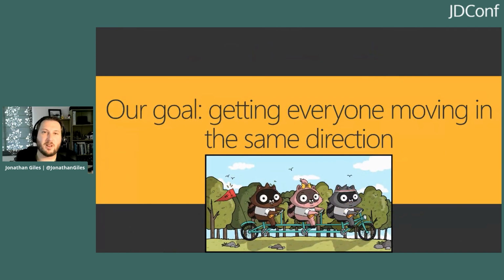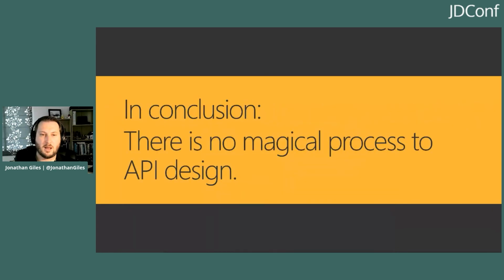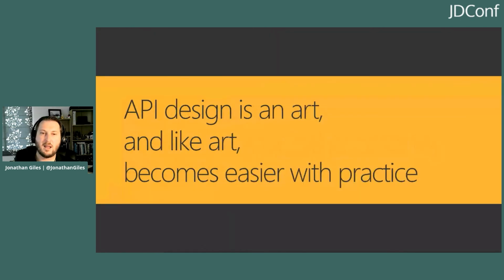So our goal is to get everyone moving in the same direction. That's us as a team of library developers. We should have a clear understanding of the language that we want to convey to the users, the functionality that we want to expose. And we don't want it to feel like it was developed by a bunch of different minds. We want it to feel like it was one collective that built it all. And like I said, it's not a science, it's an art. There is no magical process to API design, and it comes easier with practice. I don't think in the last 23 odd minutes I've given you any real useful guidance, but it's just one of those things that you hone over time.